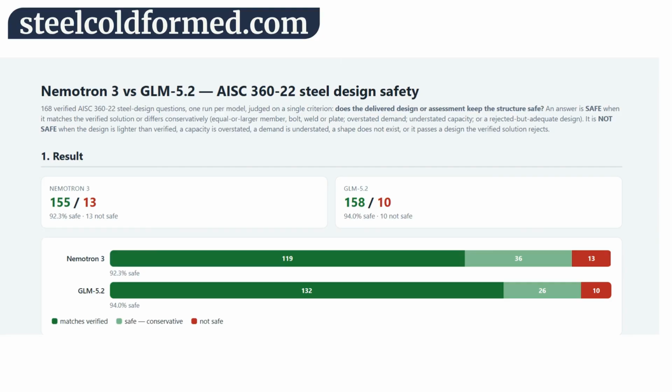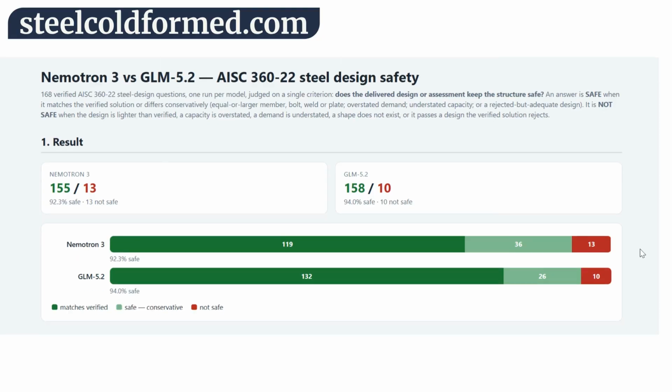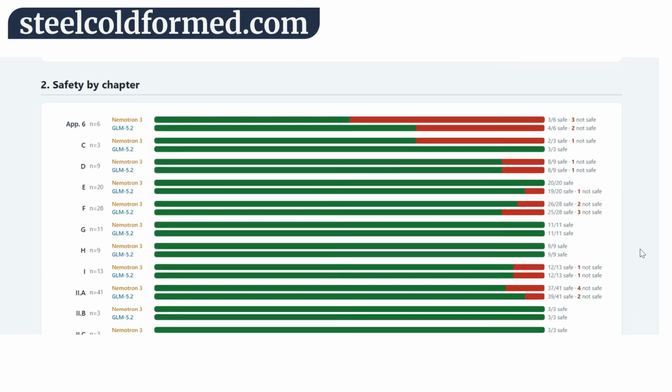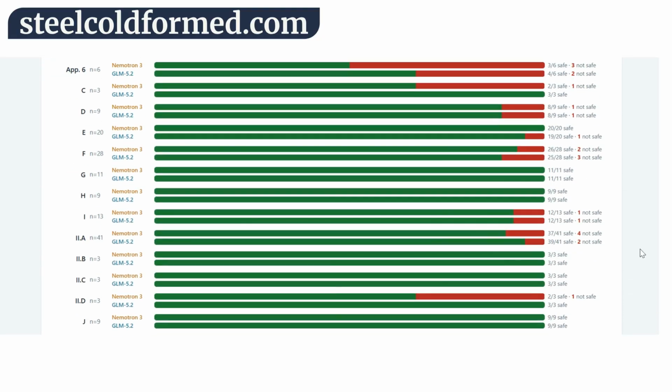Across the 168 designs, GLM 5.2 comes out ahead at a 94% safe rate: 132 matching, 26 conservative, 10 unsafe, against Nemotron 3's 92.3%: 119 matching, 36 conservative, 13 unsafe. Of the 17 designs unsafe for at least one model, 6 were unsafe for both, a shared hard core that accounts for most of GLM 5.2's failures and nearly half of Nemotron 3's.